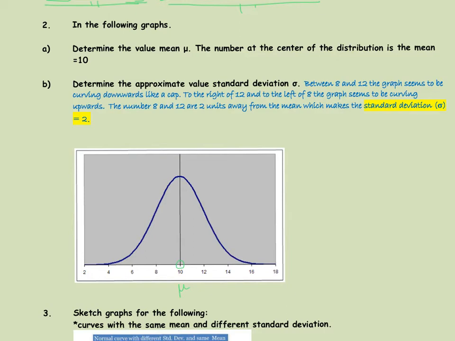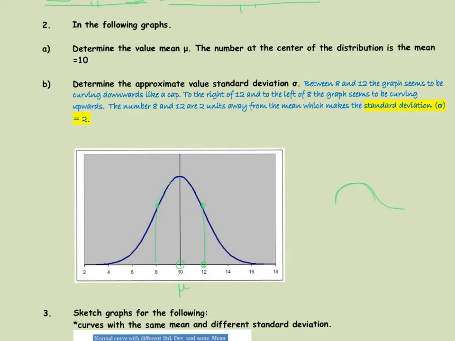Now the next thing is to approximately determine the standard deviation. So the standard deviation can be determined by finding out where exactly the curve switches from a graph that's going downwards to a graph that's going upwards. So roughly we could say that the flip happens about here. So let's look at this.